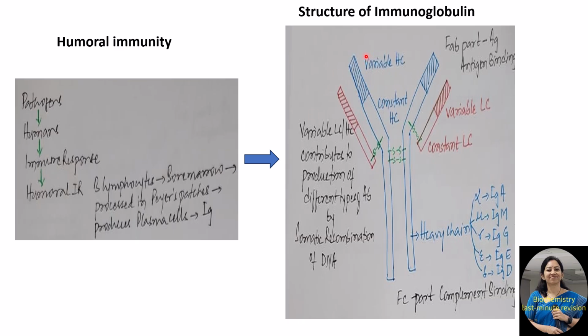There is one great importance of this variable region, especially of the light chain. It contributes to immunological diversity. Based on a limited number of genes, a variety of different immunoglobulins having different light chains can be produced because of the somatic DNA recombination taking place with the help of variable light chains.